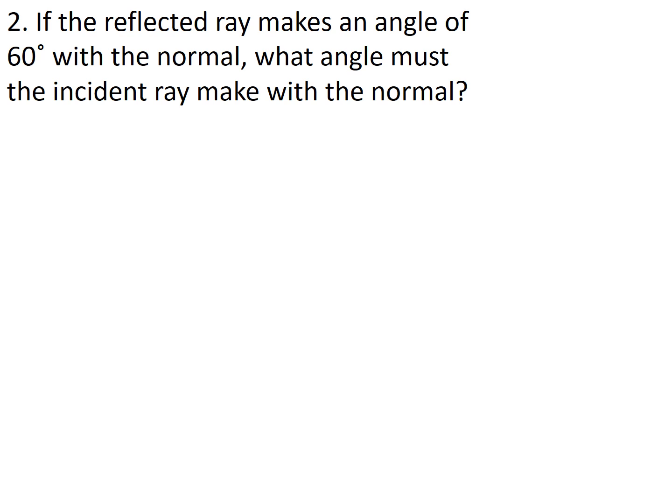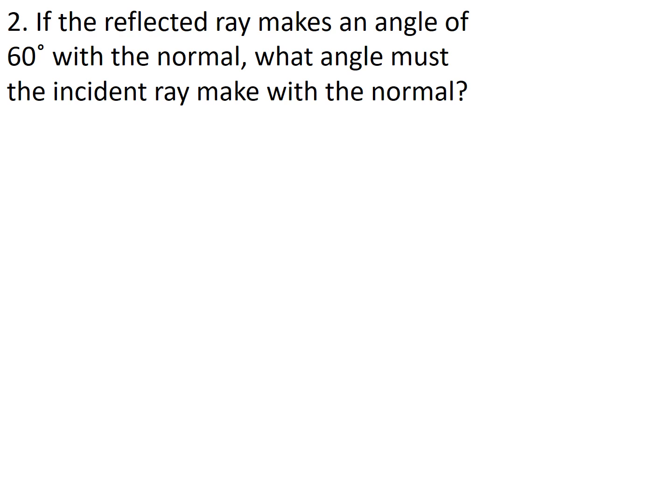Going on to the second numerical. If the reflected ray makes an angle of 60 degrees with the normal, what angle must the incident ray make with the normal? We'll read that question once again. If the reflected ray makes an angle of 60 degrees with the normal, what angle must the incident ray make with the normal?